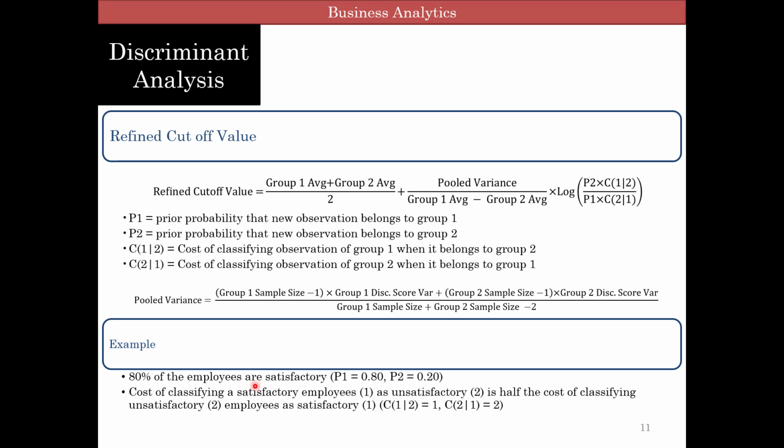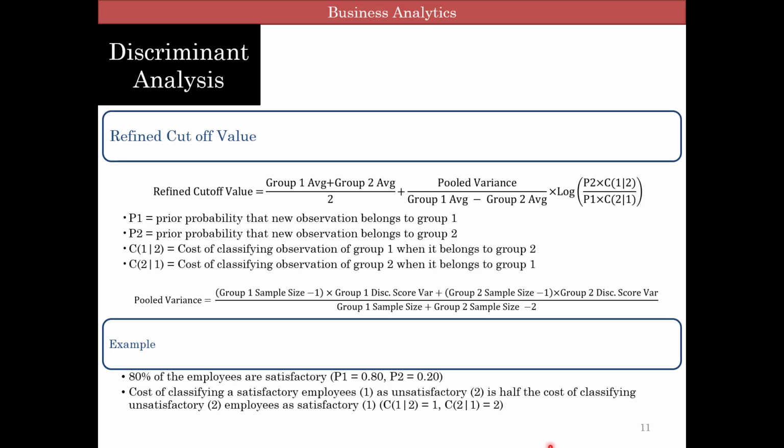We are saying 80% of the employees are satisfactory and 20% are unsatisfactory. And we know that the cost of classifying satisfactory employees as unsatisfactory is half the cost of classifying unsatisfactory employees as satisfactory. So remember that doing 2 to 1 is more expensive than doing 1 to 2. So if 1 to 2 was 1, this is half of this, so this would be twice that. So then C1 of 2 is 1, C2 of 1 is 2. You can also use 0.5 and 1, but I like to use whole numbers. That's why I put 1 and 2.